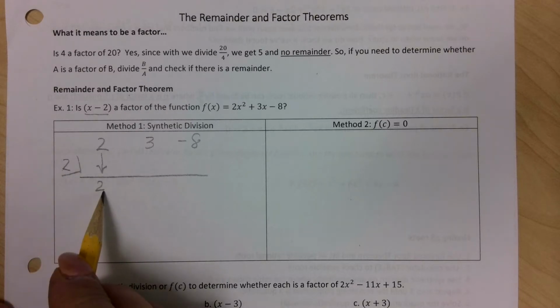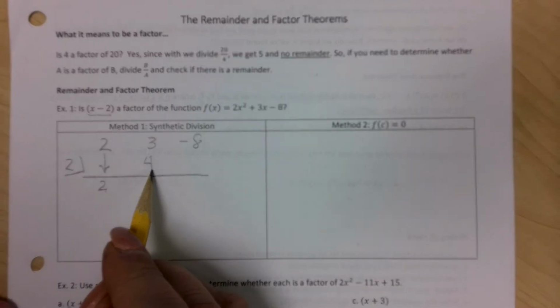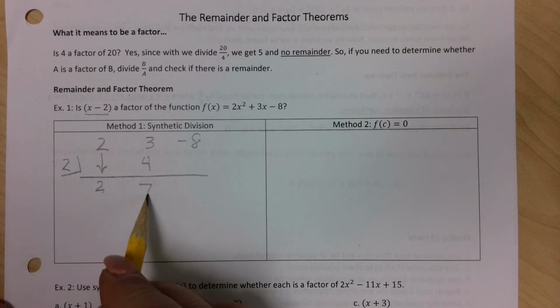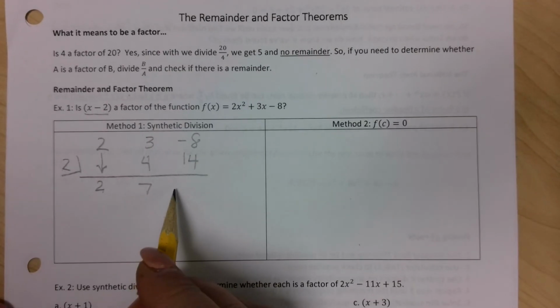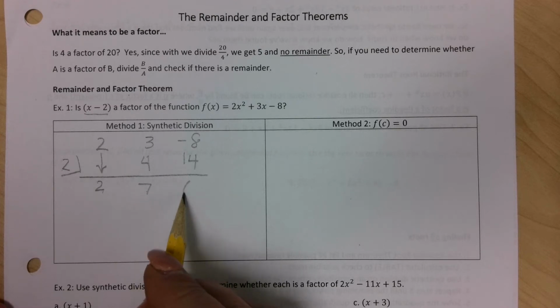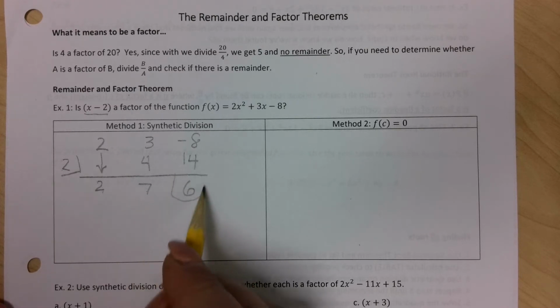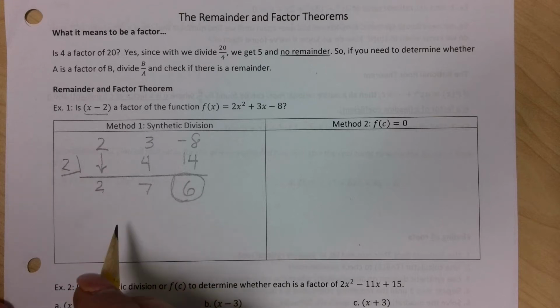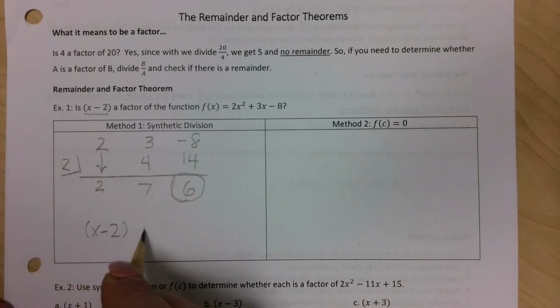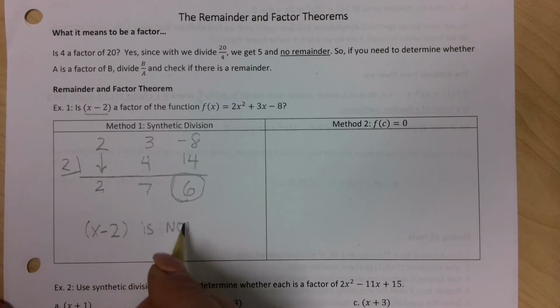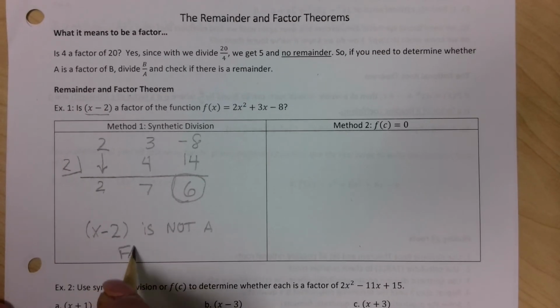Take 2 times 2 to give you 4. Add, we get 7. 2 times 7 is 14. Add, -8 and 14 is 6. This is the remainder. Since the remainder is not 0, x minus 2 is not a factor.